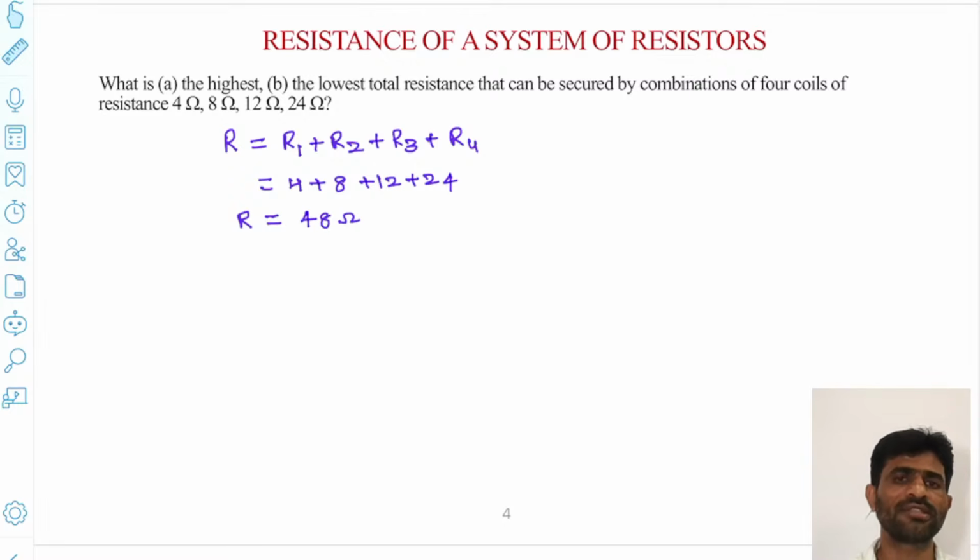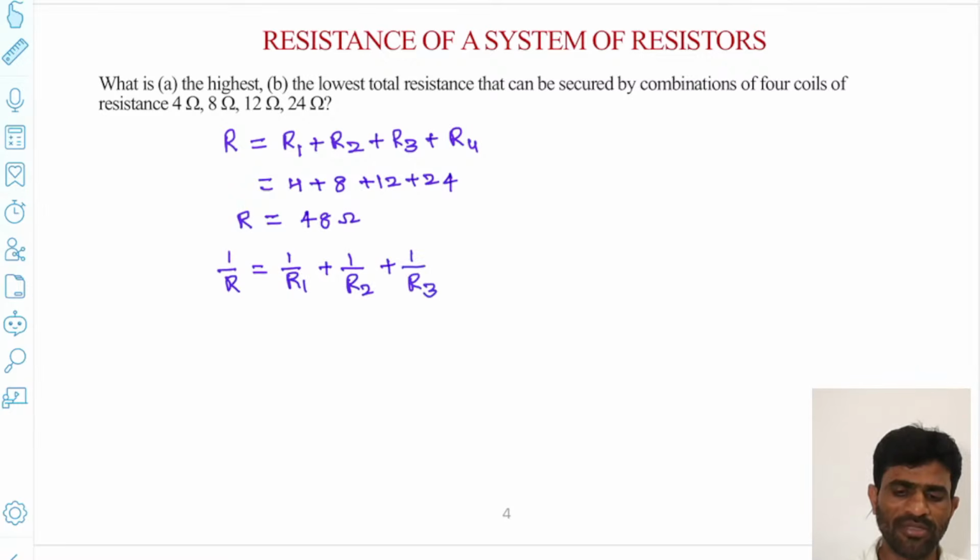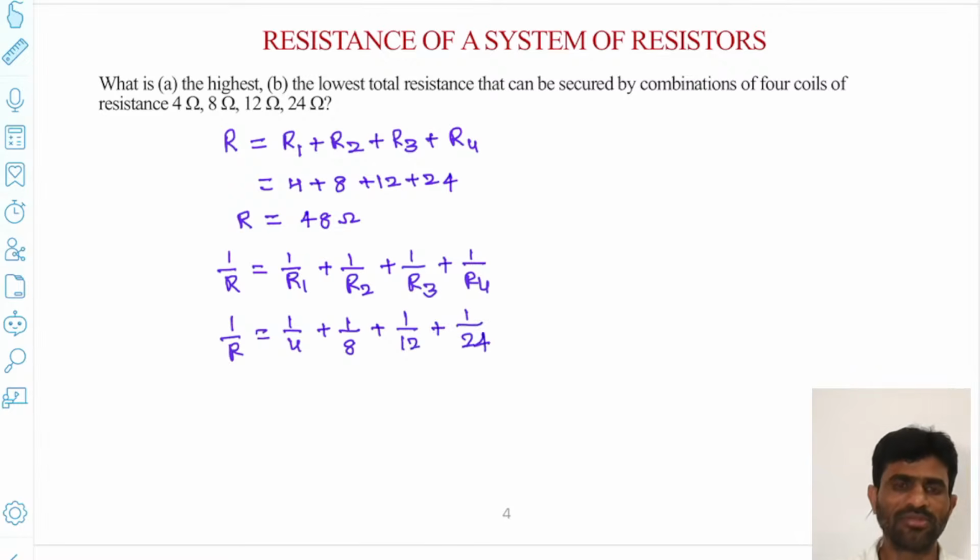When you want the lowest resistance, you have to connect all these resistors in parallel. When you connect all these resistors in parallel, what happens? The formula is 1 by R is equal to 1 by R1 plus 1 by R2 plus 1 by R3 plus 1 by R4. So 1 by R is equal to 1 by 4 plus 1 by 8 plus 1 by 12 plus 1 by 24. So here how do we simplify?